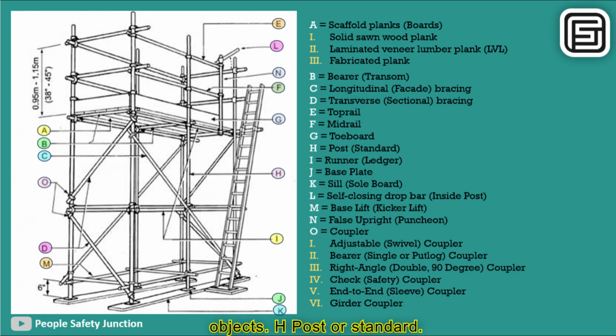H. Post or standard. Post is a vertical scaffold tube that bears the weight of the scaffold. I. Runner or ledger. Runners are installed horizontally in continuous lengths along the entire scaffold length, longitudinally. J. Base plate. All scaffold posts shall be pitched on steel base plates, which are available in the size of 6 inches by 6 inches and 1/4 inch thick. K. Sill or sole board, a timber spreader used to distribute the load from a base plate to the ground.